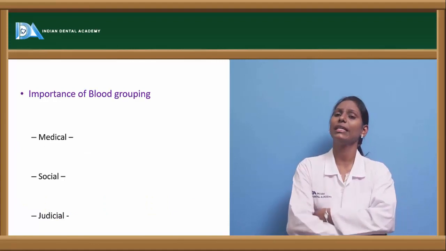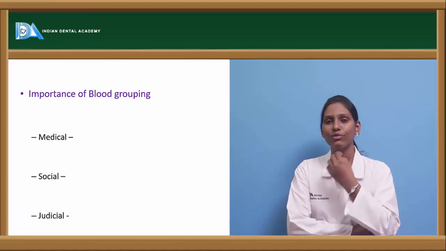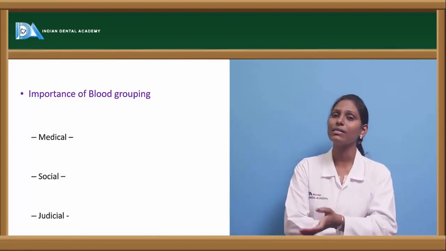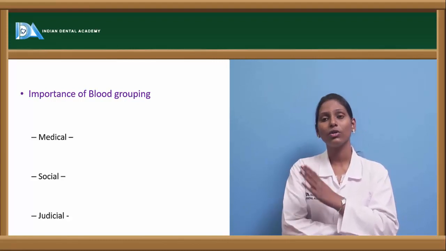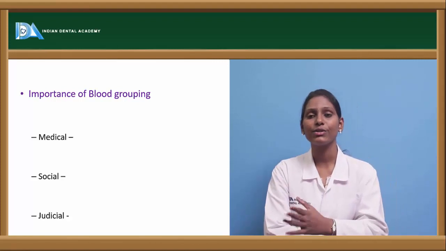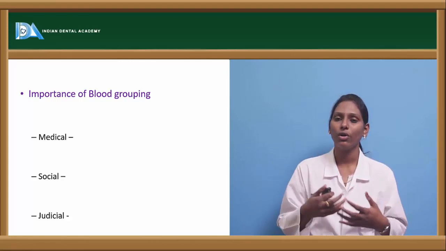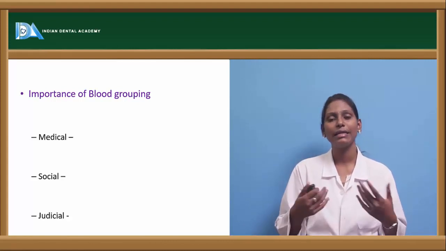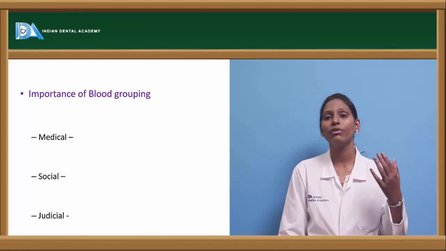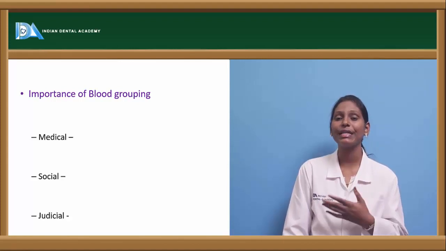And why do we actually need blood grouping? First is medical importance. In case of an emergency, where there is acute or chronic blood loss and a patient requires a blood transfusion, if we do not know the blood groups of both the donor and the recipient, there will be a risk of a transfusion reaction, where there will be clumping, agglutination of cells, and it can lead to major transfusion reactions which can finally lead to death. So for medical importance, blood grouping, especially in blood transfusion, is very, very important.